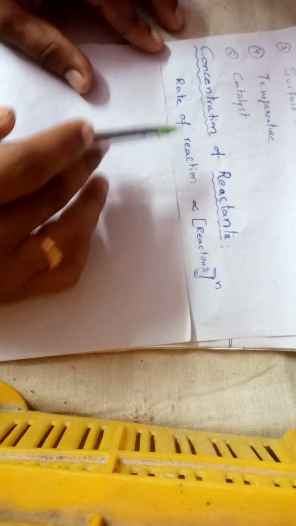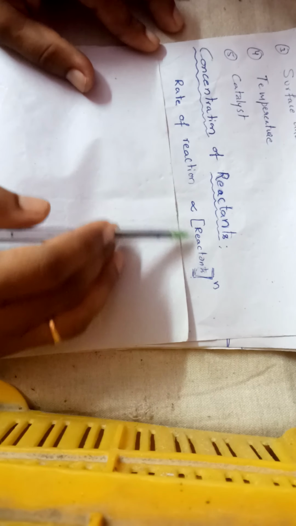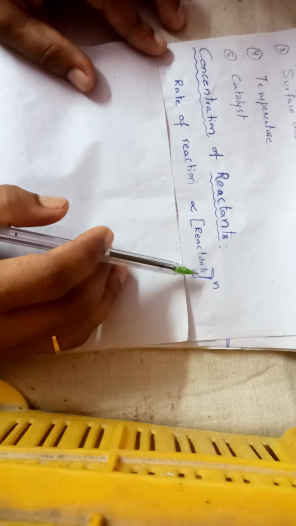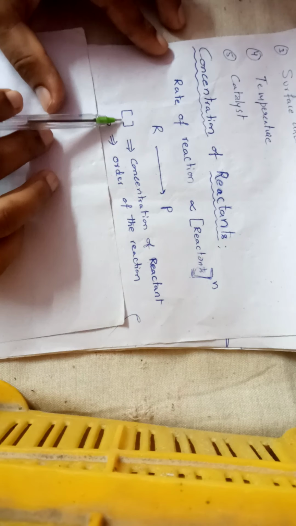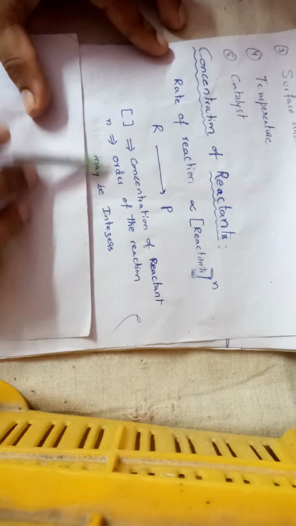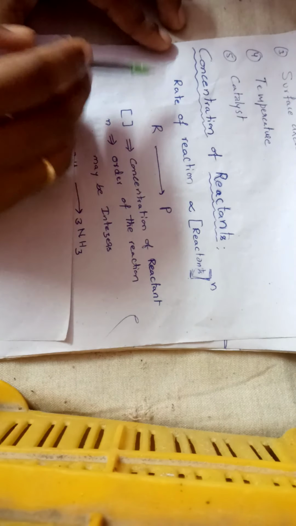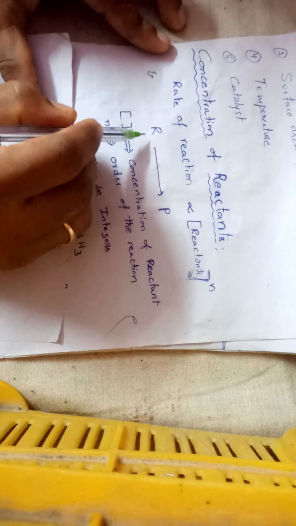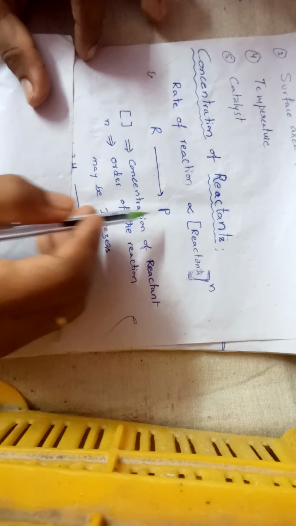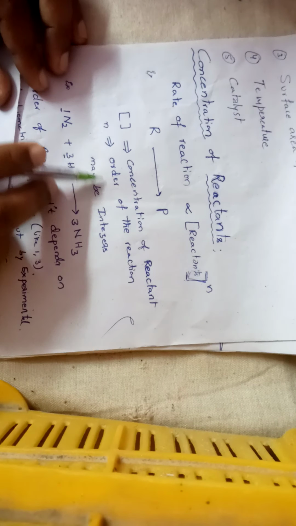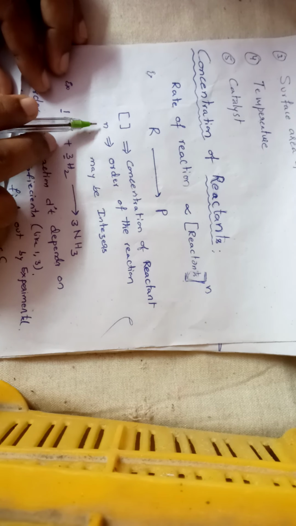Concentration of the reactant. Rate of reaction is directly proportional to the concentration of the reactant. Square brackets indicate concentration of reactant. n indicates the order of the reaction. For example, R is the reactant, which converts to P, the product. n is the order of the reaction. The order may be an integer or a fraction.